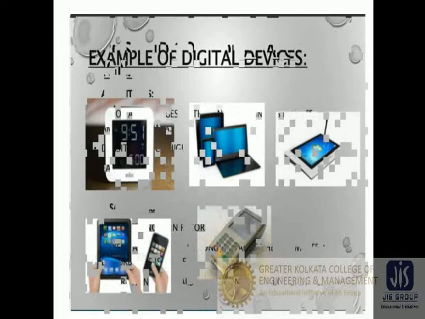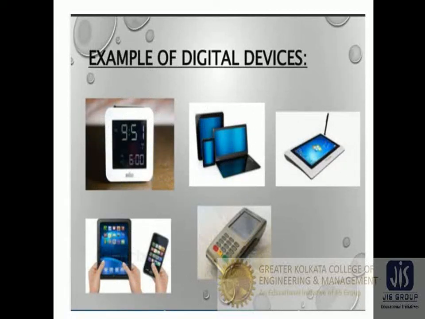Now move to the examples of digital signal devices. We can see a digital clock, laptop, desktop, iPad or swipe machine. These are all examples of digital devices. We are talking about the digital watch. A digital watch, you can see over here, shows 951.